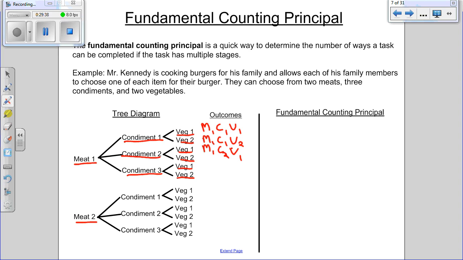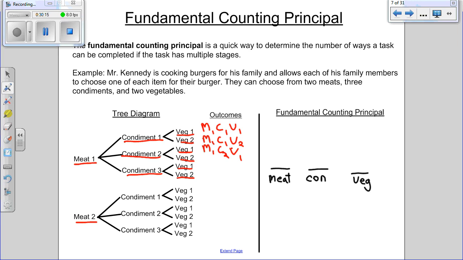The fundamental counting principle, I do it like this. I draw little lines. The first line represents my meat. My second line is my condiments, which I'm just going to call con. My third option is my vegetables. And those lines are placeholders. They're placeholders for how many options I have for each thing.